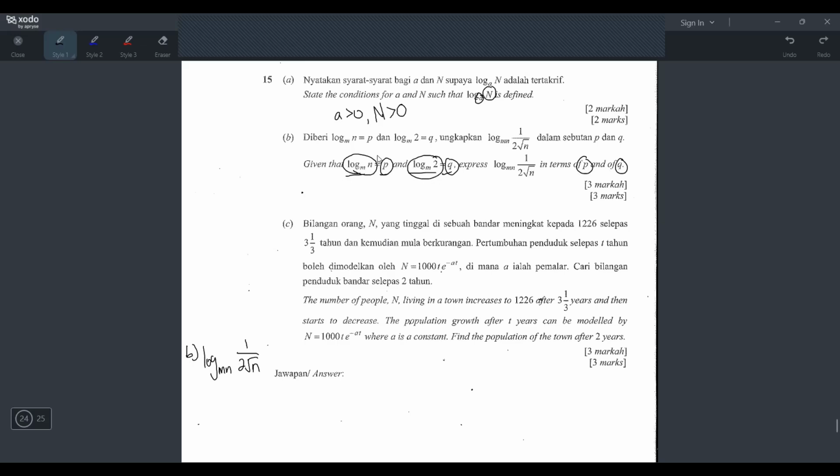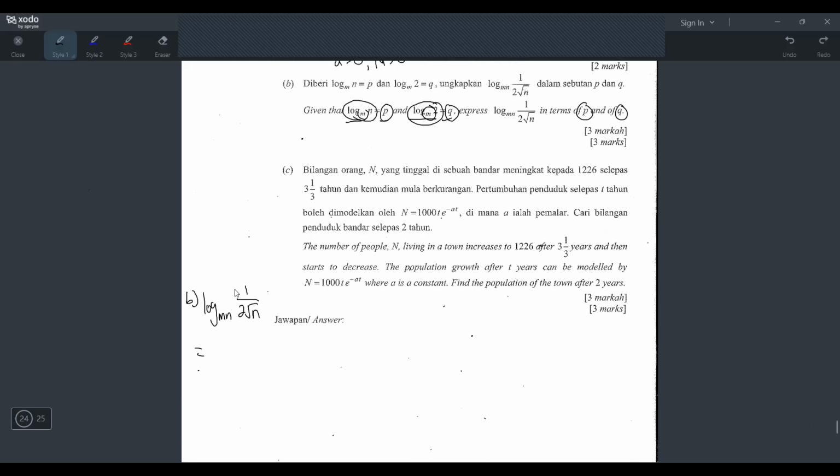So the first thing is that the base is not the same, because the given one here is base m, but this one is base mn. So automatically, I know I have to change base. But before I change base, I will do something first. Because this is 1 divided by 2 square root n, I will change this to separate logs first. A single log with a division can change to separate logs with a minus. So I'll change to log base mn of 1, minus log base mn of 2, and then minus log base mn of square root n. After that, I will try to change all these logs to base m.